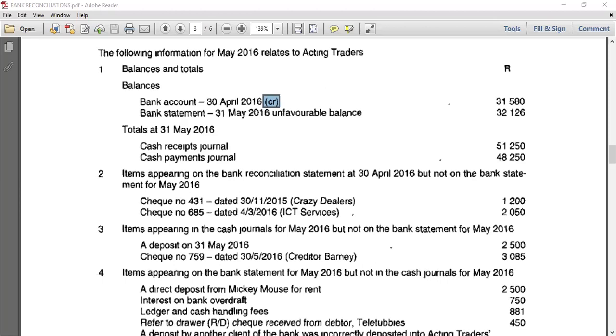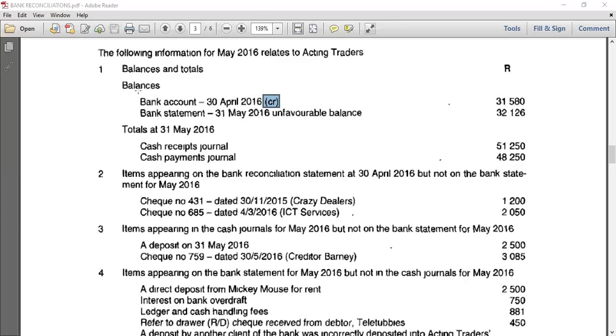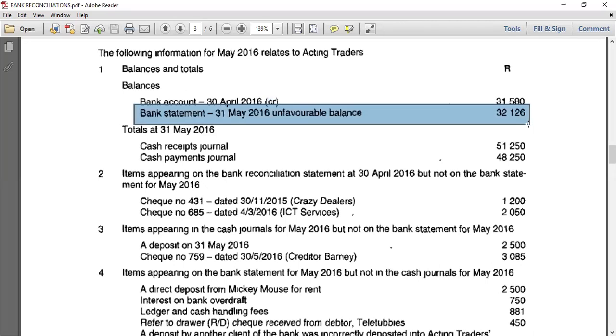Our balance is per bank statement. We know that the balance per bank statement is here. It's unfavorable at 32,126. So if it's unfavorable, we record it on the debit side.